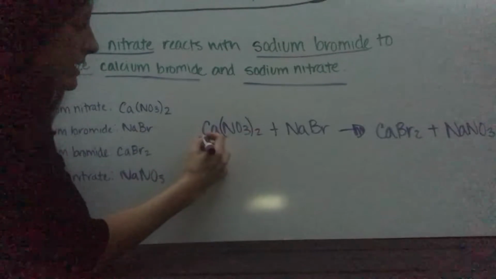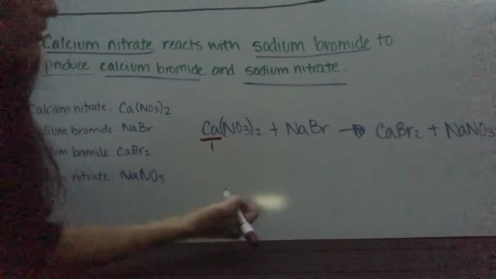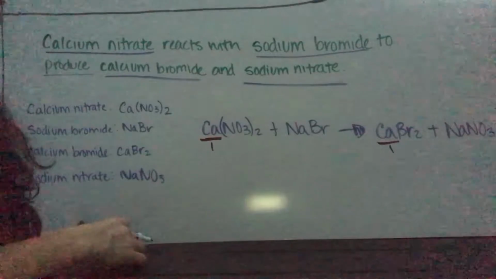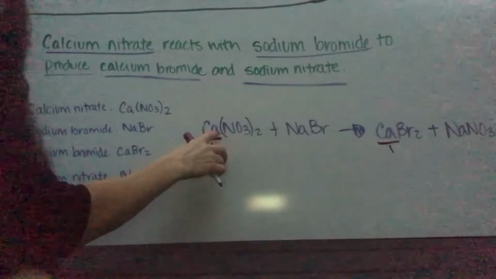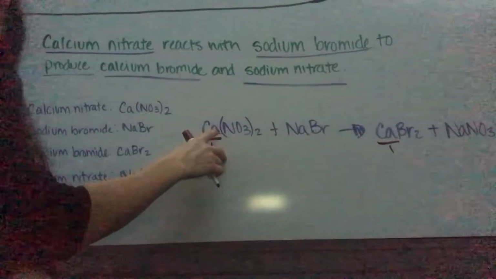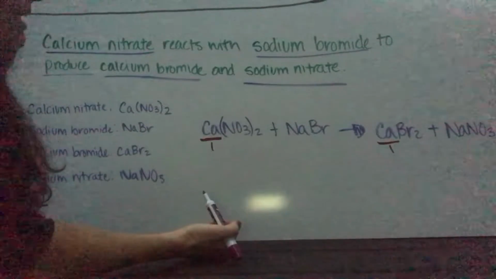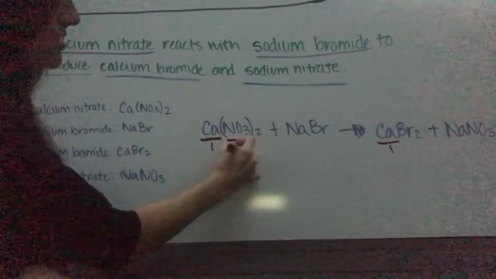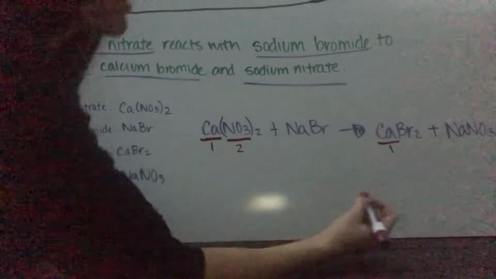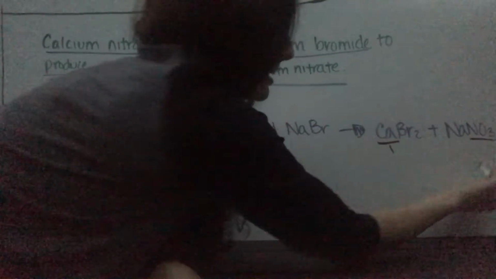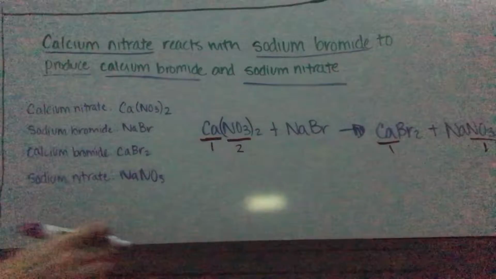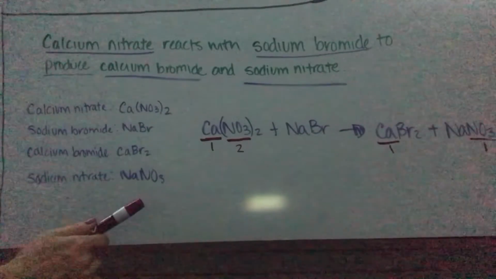So if I look at this side, I have one calcium ion, and on the other side, I have one calcium ion. I know that because there's no subscript on calcium, which tells me I have one calcium. My nitrate, which I'm going to look at next, I have two on this side because of that subscript. On the other side, because there's no subscript on nitrate other than the one that's part of nitrate, I know I have one, which means I need to double the nitrate up on the other side.